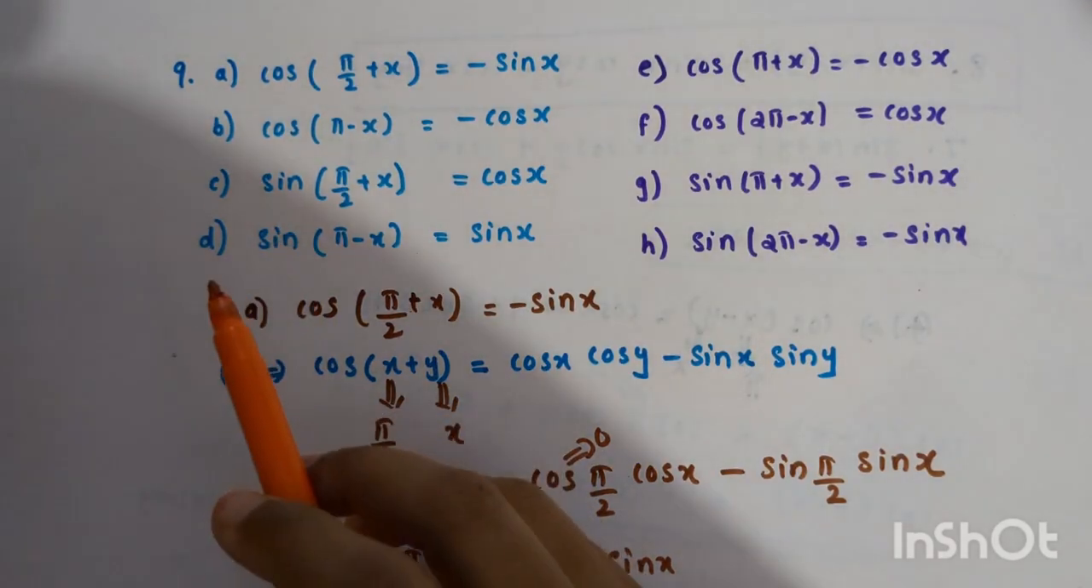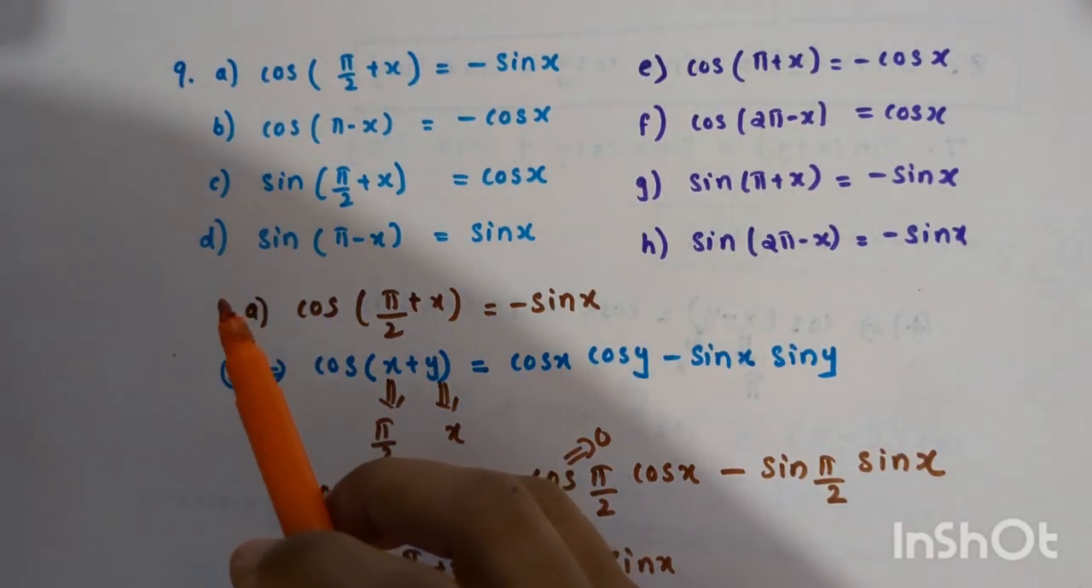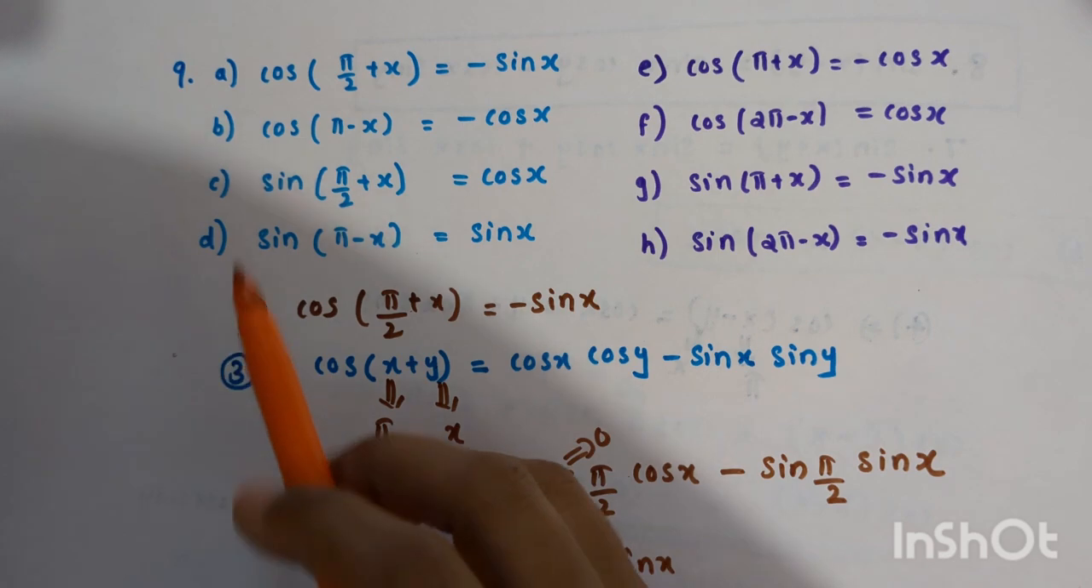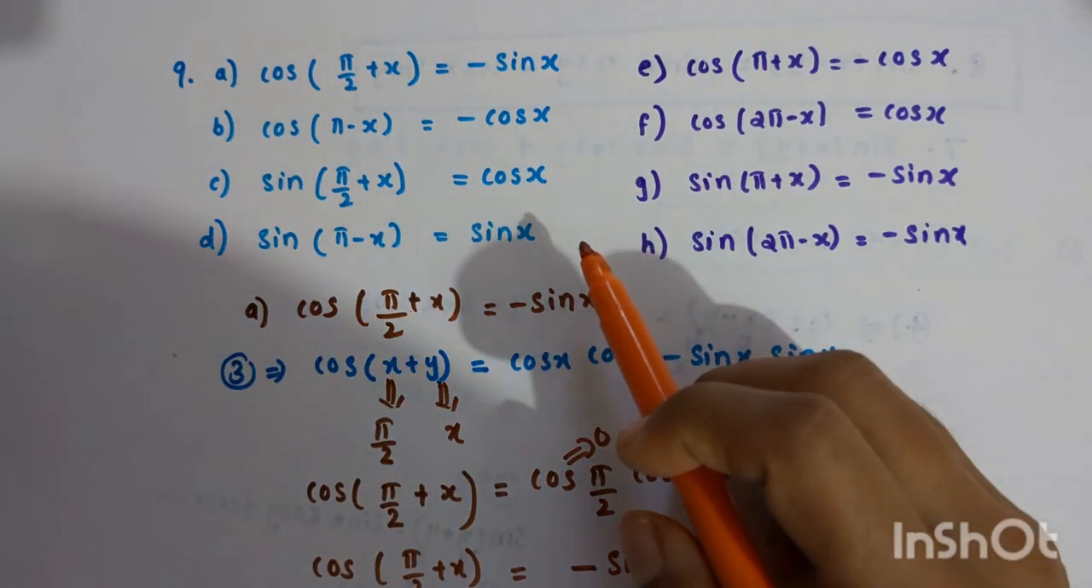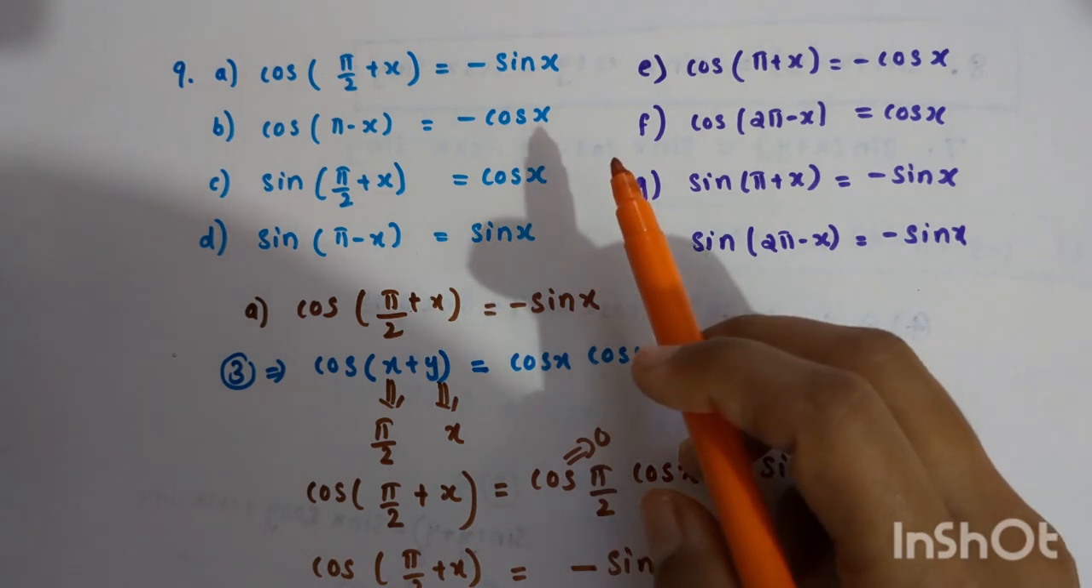So in our previous videos, we have discussed the first 8 trigonometric identities. In this video, we have discussed the ninth one, in which we have 4 plus 4, 8 trigonometric identities. I hope it is clear to you.